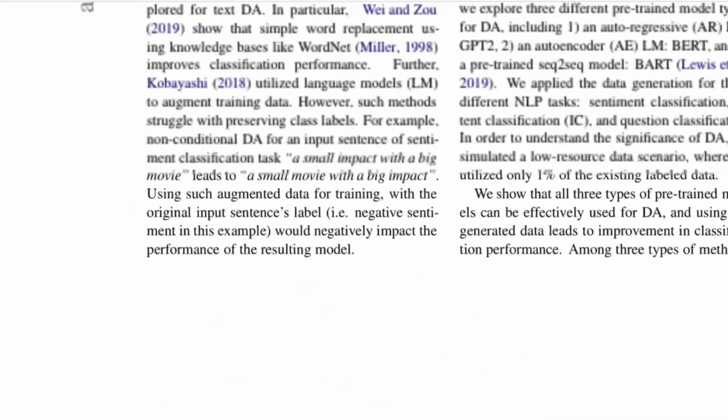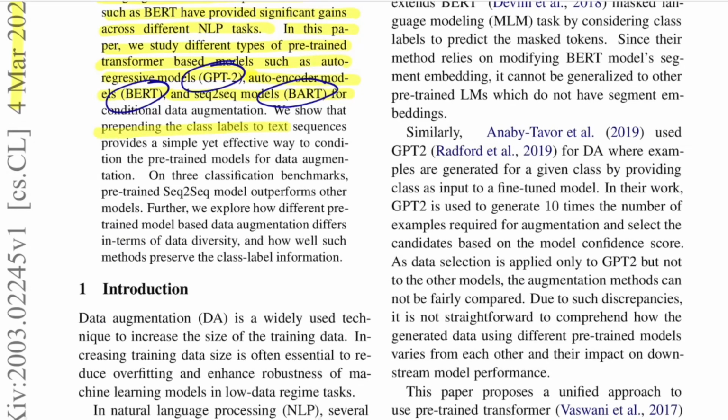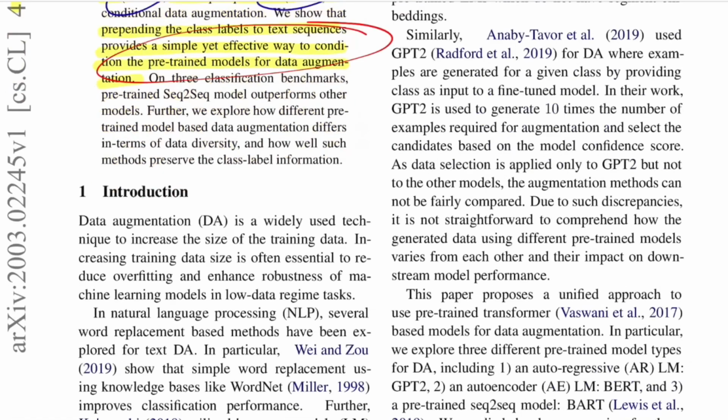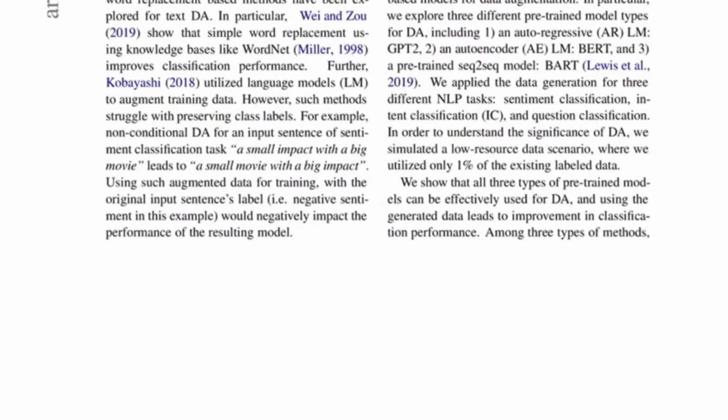Now let's get back to the paper. They say prepending the class label to text sequences provides a simple yet effective way to condition the pre-trained model for data augmentation. So this is something really interesting. Unlike previous work where people didn't consider the class label at all while generating an augmented sentence, one of the ways people used to do it was to get a word, find its synonym, and replace that word with its synonym. One more way was swapping two words that happen to be in the same sentence. So the authors talk about this with an example.